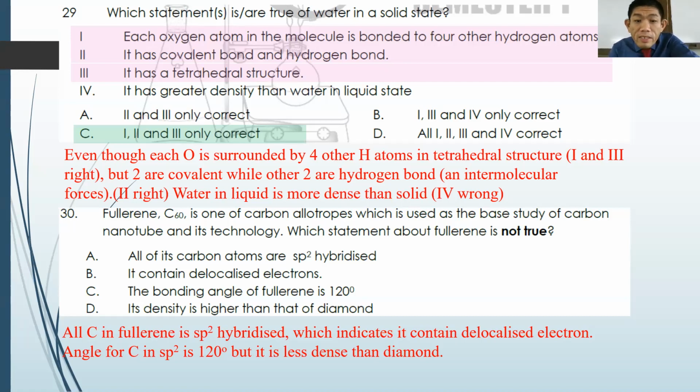diamond, which is wrong because diamond is sp3 hybridized, bonded to 4 other carbon atoms. So supposedly the density of the diamond is greater than that of the fullerene. So therefore D is wrong. Okay, so the best answer in here is D. So that is for number 30.